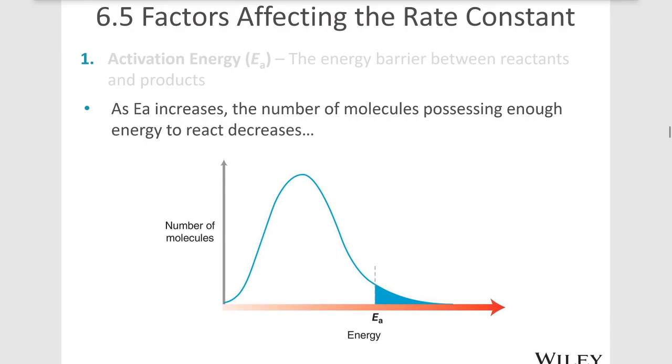As the activation energy increases, the number of molecules possessing enough energy to react decreases. So we've got number of molecules here versus energy, and we may have more molecules at a lower energy. They don't have energy high enough to get over that barrier to go on to products. We may only have a small number of molecules here that actually have enough energy to go to products at the temperature that we're talking about.